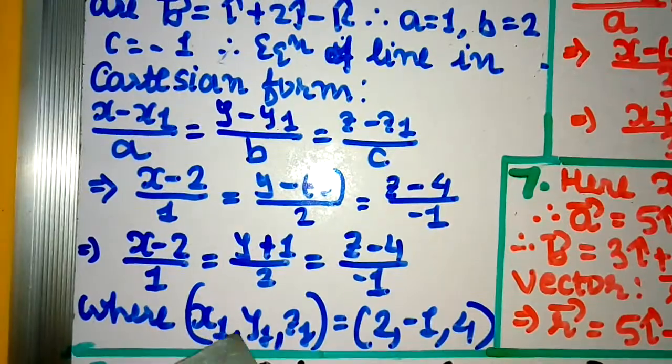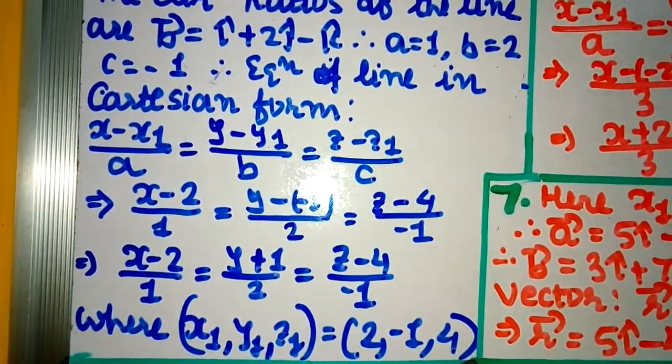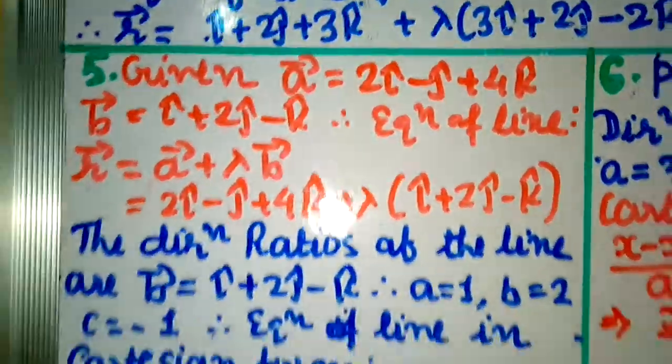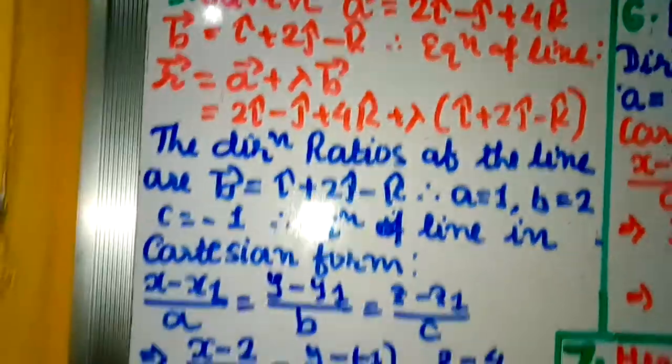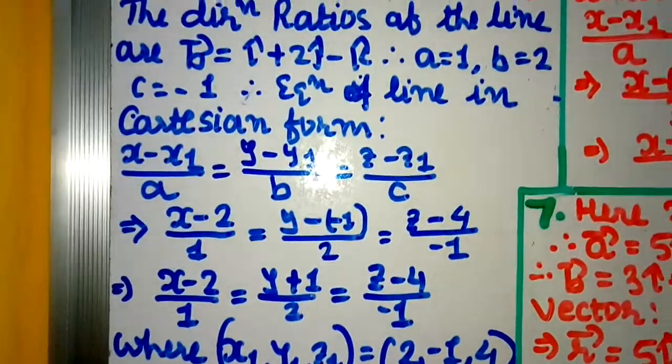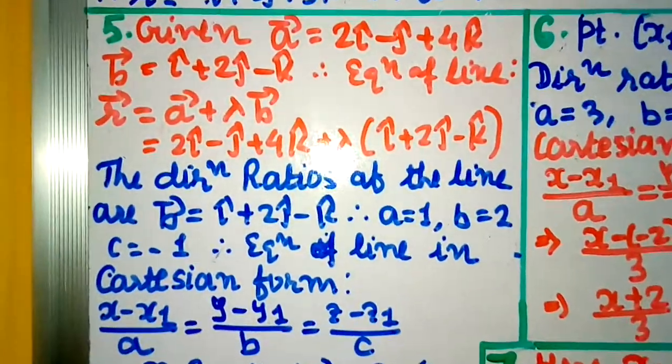Here I have written where x1, y1, z1 is 2, minus 1, 4, taken from the given point. So this is the equation of the line in vector form, and this is in Cartesian form. So that is the solution for question number 5.